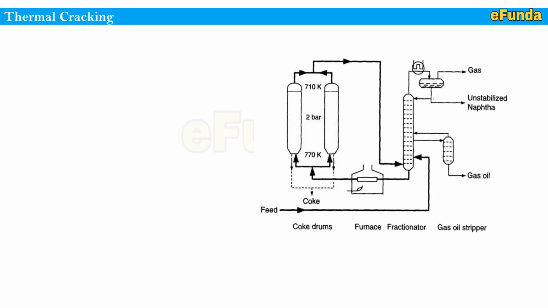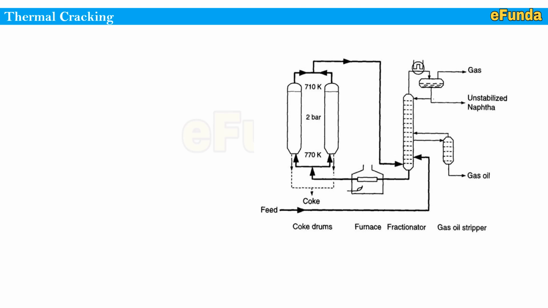For thermal cracking by the method of delayed coking, one can refer to the picture where various equipment is used. Feed is entered, then the equipment used are the coke drum, furnace, fractionator and gas oil stripper. Once the feed is entered, it passes to the coke drum and further through the furnace, and then it is passed to the fractionator, where the thermal cracking process is done.